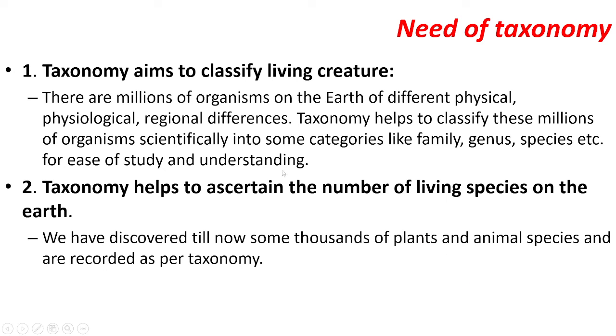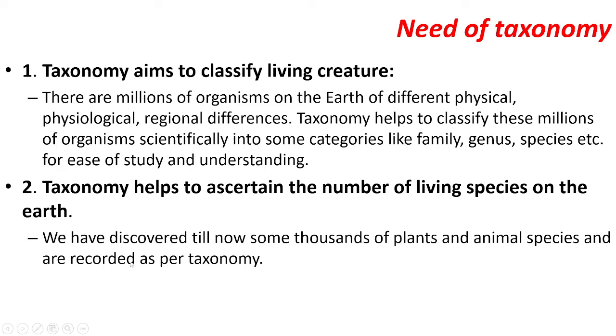So why do we need taxonomy? Taxonomy aims to classify living creatures. There are millions of organisms on earth with different physical, physiological and regional differences. So it helps to classify these millions of organisms scientifically into categories like family, genus and species, like I just explained. It helps to ascertain the number of living species on the earth, to understand their number, their community and everything.